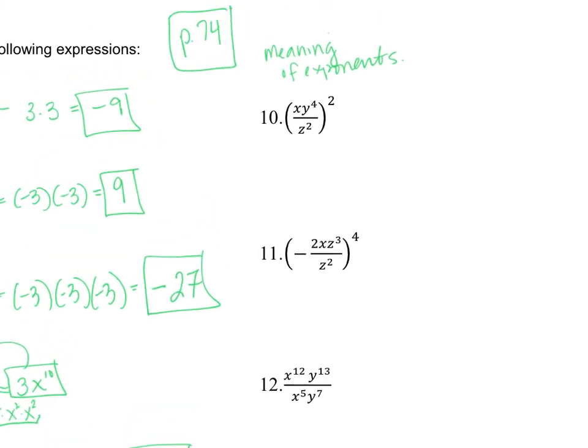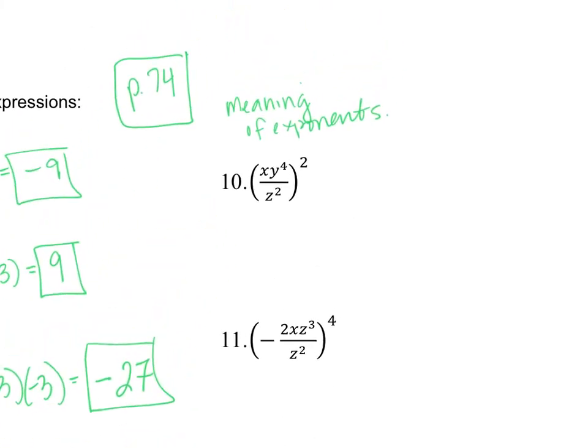Okay, scooting up to the top column. Now we have a fraction, but that's okay. It's just squaring that whole thing. So we're going to have it written twice. So xy to the 4th over z squared. And then we're going to have another one of those. Xy to the 4th over z squared.